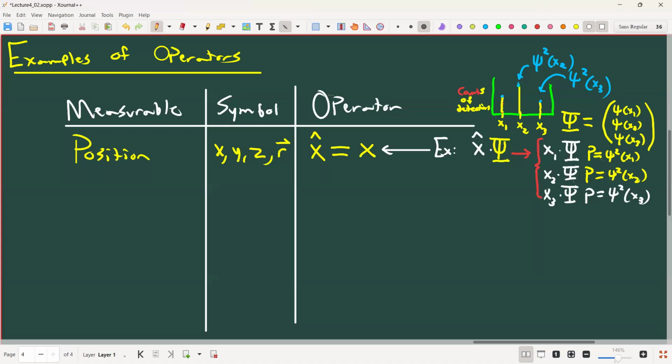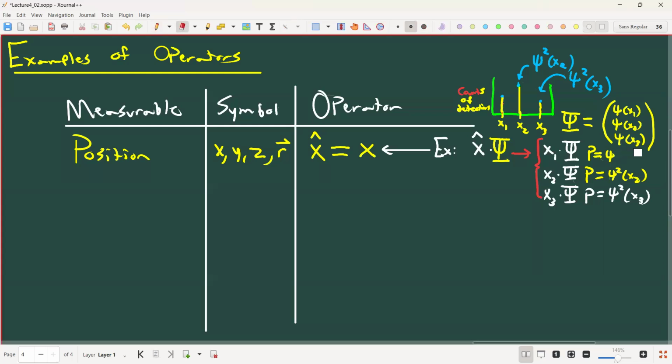I'm still confused on how you're saying it's the probabilities, but then psi squared times... No, this is psi squared evaluated at x of 1. This is psi of x of 1, all squared. Would it be better if I wrote it like this instead?